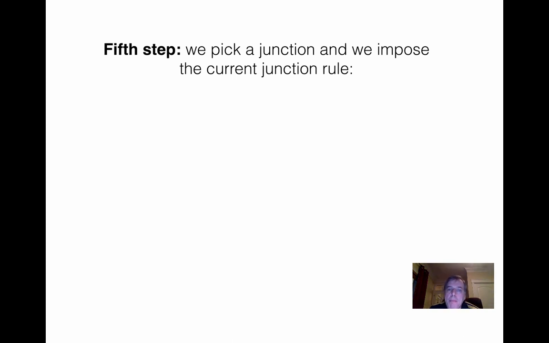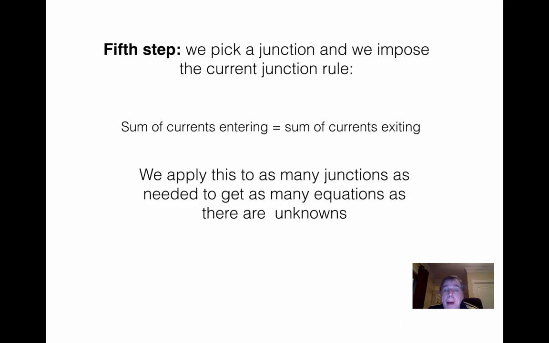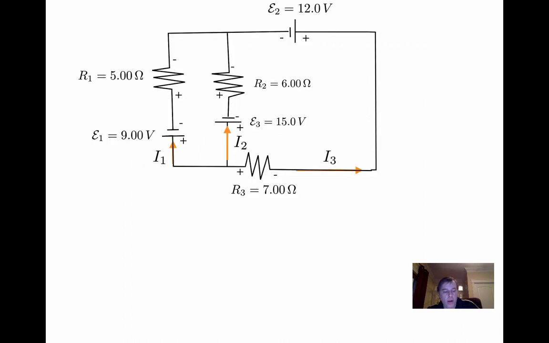That's the 5th step. Now we pick a junction and we apply the junction rule, which, remember, says that at any junction, the sum of the currents coming in is equal to the sum of the currents coming out. By the way, I keep applying that to as many junctions as I need to complete the number of equations that I need. Remember, we have 3 unknowns. We got 2 equations from the voltage rule. Now we just need 1 more equation, so I'm going to apply that to just 1 junction. I can pick anything I want, that one or that one, it doesn't matter. So let me pick this one here.